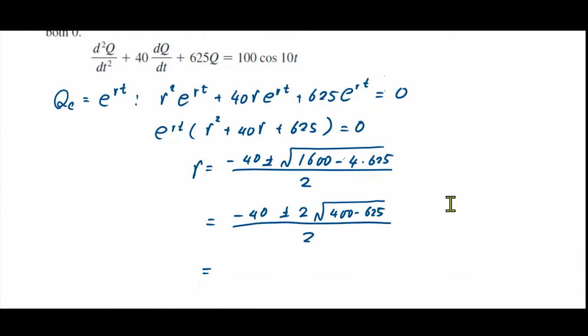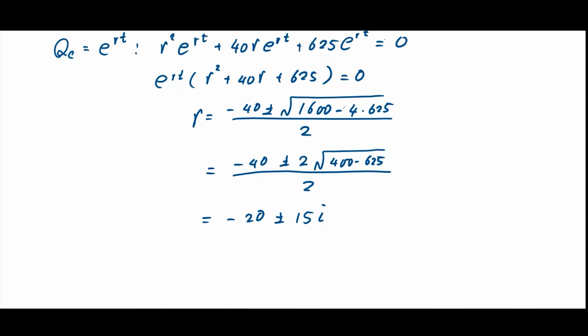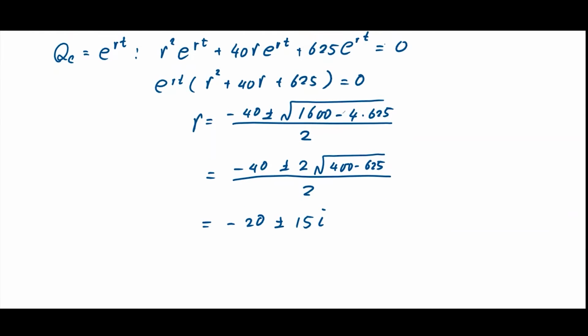Okay, and of course this part, that's 15 squared, isn't it? 225. So we have negative 20 plus or minus, this thing cancels, so 15i is the solution. Okay, so our Q complementary happens to be e to the negative 20.